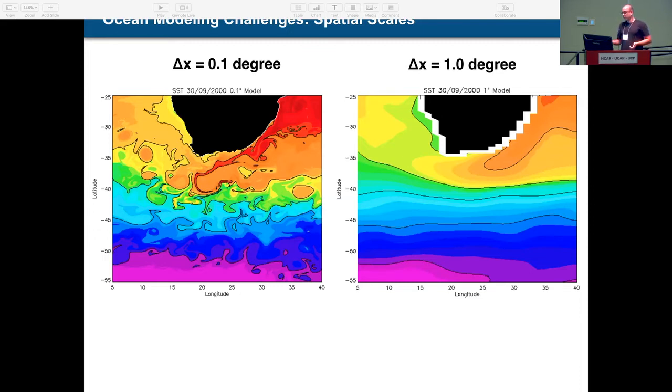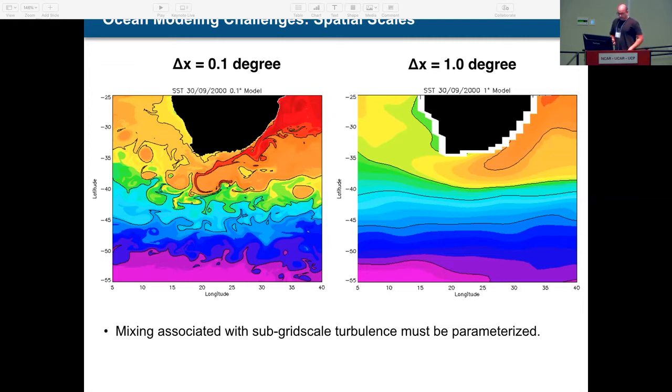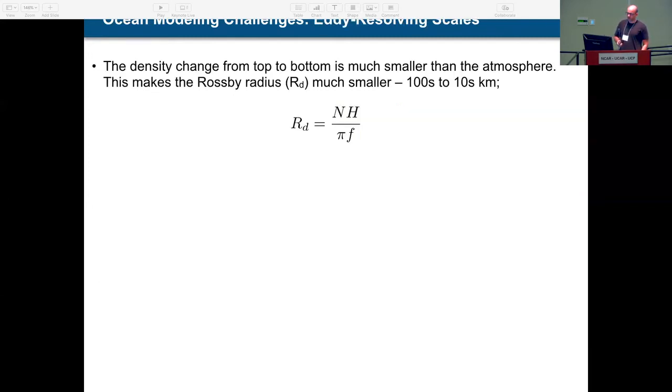And if you look on the right, this is the same plot for 1 degree on the same day. And we don't see those eddies. So on the 1 degree, we need to represent the effect of these eddies. And how we do that, you will learn more about this specific type of parameterization tomorrow with Peter Jen. So the mixing associated with these eddies needs to be represented in the low resolution model and must be parameterized.